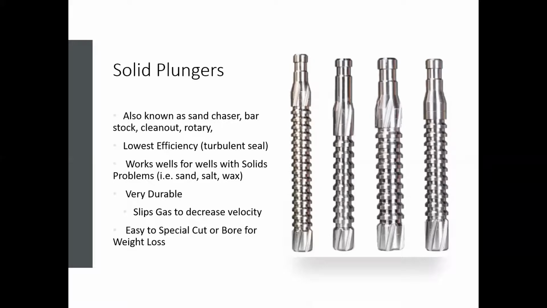Solid plungers, also known as sand chaser, bar stock, clean out, or rotary plungers. There are different names in the industry. These are actually the lowest efficiency because they have a turbulent seal, but they work well with solids, sand, salt, wax, and they're very durable. One thing to note is you can implement a bypass option with these too, where you have ports in the top so you can fall a little bit faster than a conventional solid. That makes the transition between a bypass and a conventional plunger. We can also have rifling or special cuts or different ports for removal of sands, rotation in deviated wells, things like that.